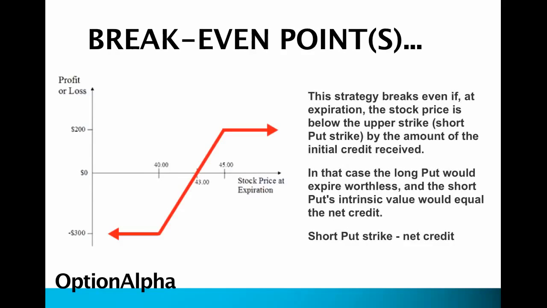With break-even points on this bull put spread, the strategy breaks even if at expiration the stock price is below the upper strike. So again, this is the short strike price, or the short put option, by the amount of the initial premium. You can see that our upper strike price is 45. So the break-even point would be 45 less the initial premium that we received. That would create this area here at 43, which would be virtually where our option breaks even.